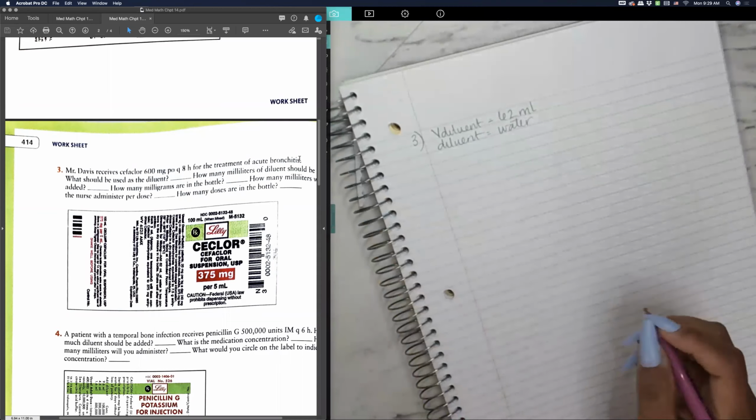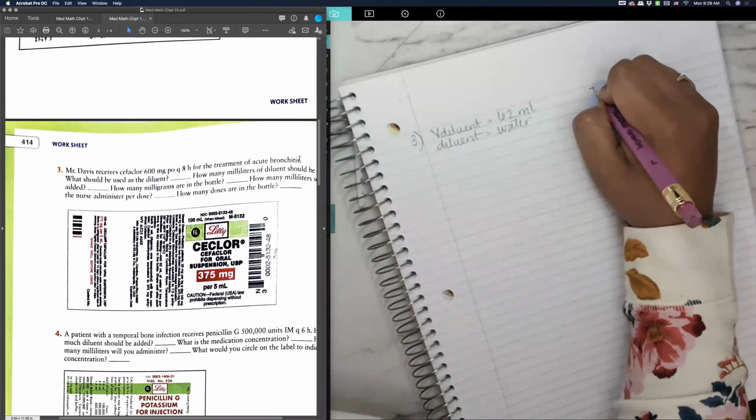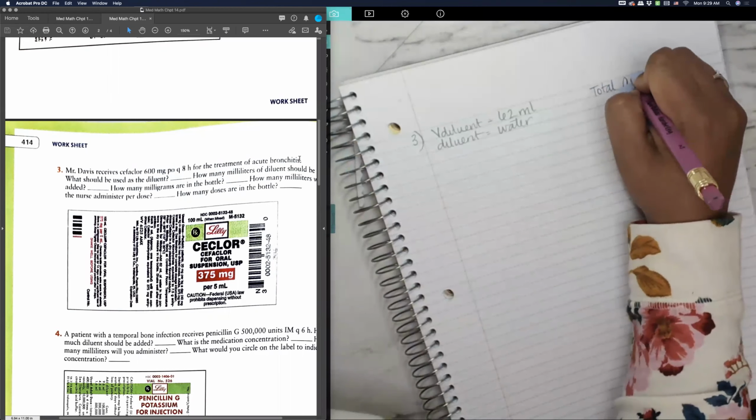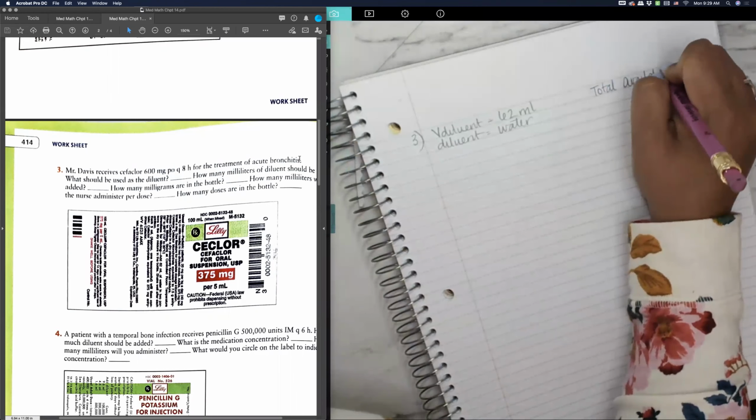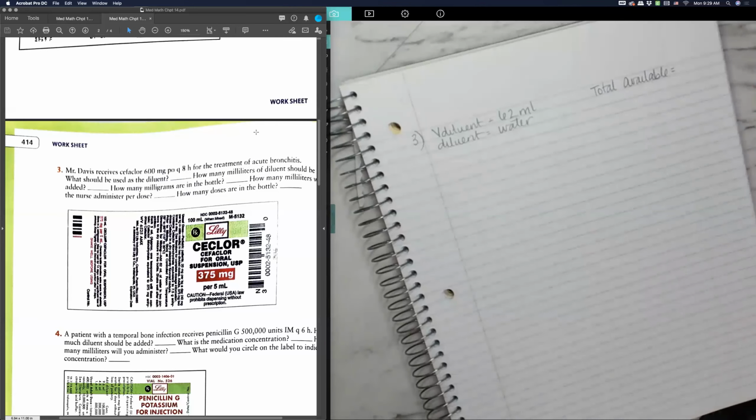Okay, what is the total volume available in the bottle? Miss Roxy. Yes, ma'am. Okay, I'm sorry. Where are you finding the volume? The volume? Right here. Like, you see where my cursor is at? So if you read that sentence, it says add 62 milliliters of water.